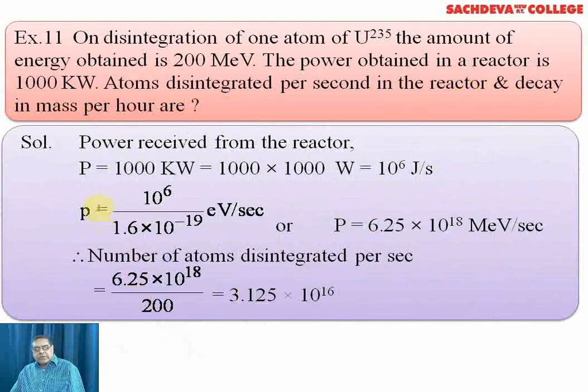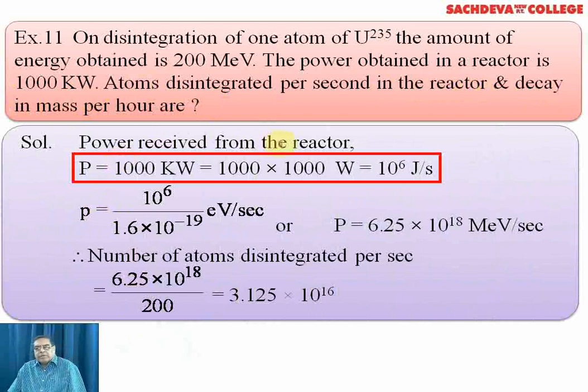So to solve this question, power is known to us, 1000 kilowatts. First of all, we convert it to watts by multiplying by 1000. It will become 10^6 watts. And 1 watt is 1 joule per second. So it will become 10^6 joules per second.